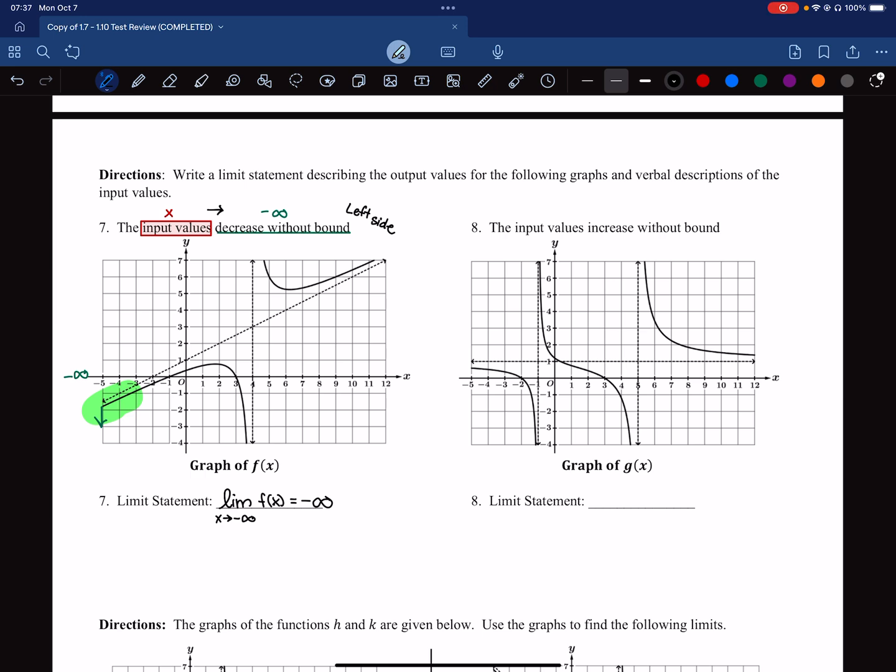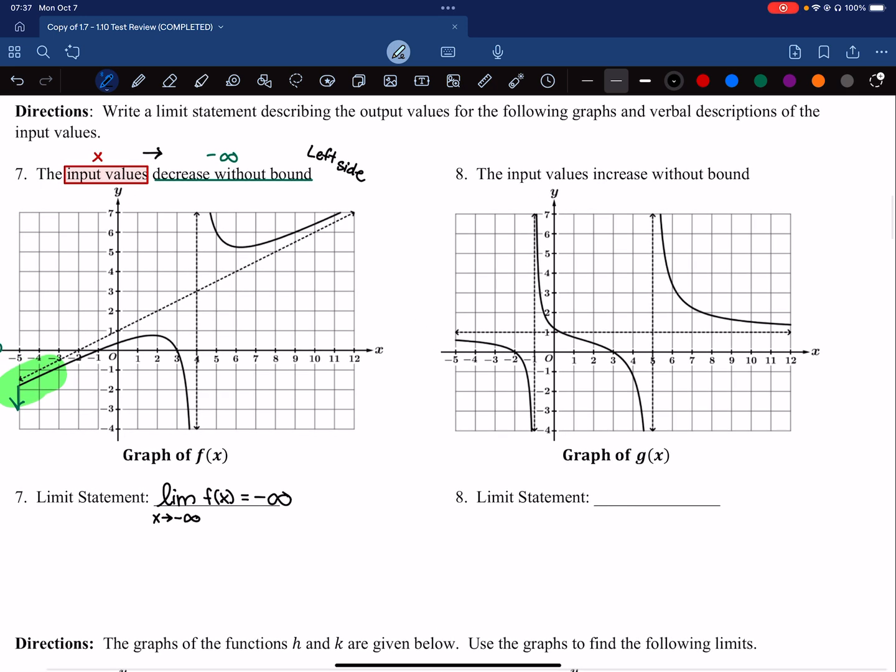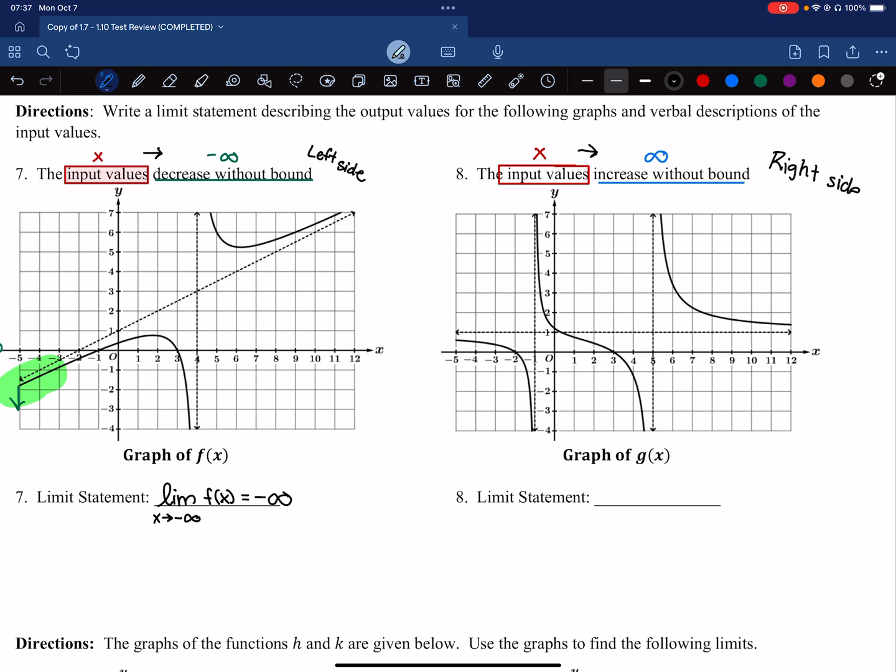Now, if we look at number 8, the input values increase without bound. Again, input values are talking about your x values. If it's increasing without bound, then it's going towards positive infinity. If it's going towards positive infinity, that is the right side. As we go towards positive infinity is over here. As we go towards the right, what is our graph doing? It's going flat, and it's going flat towards that horizontal asymptote.